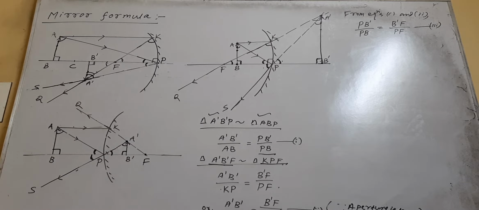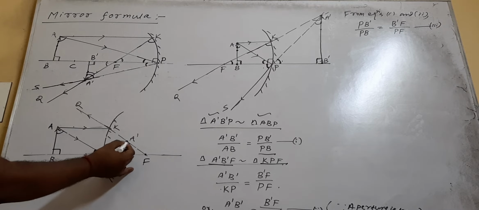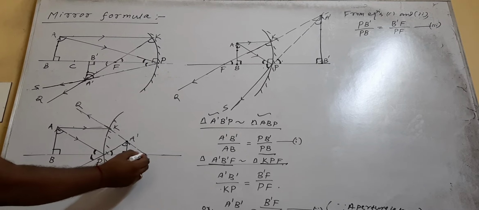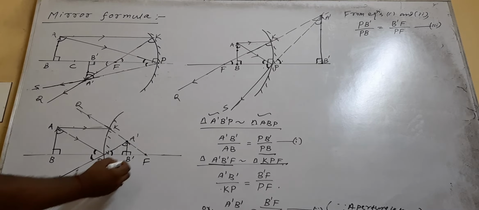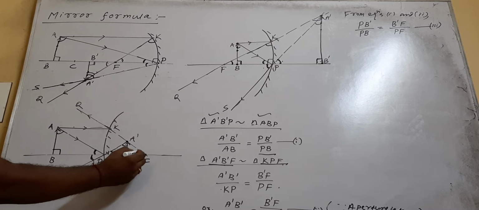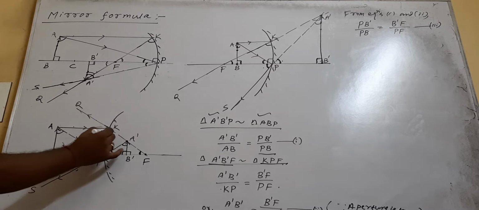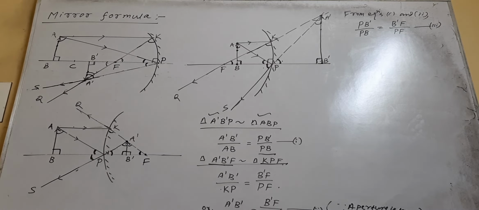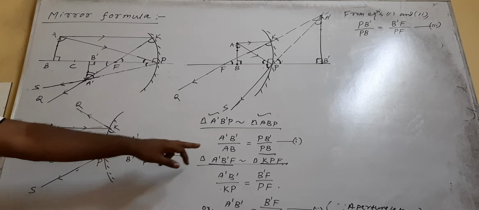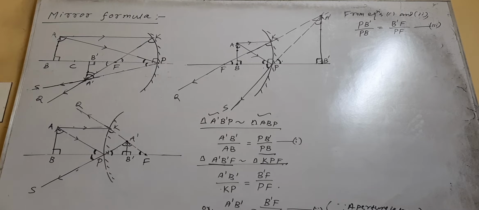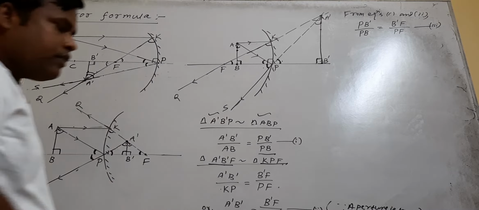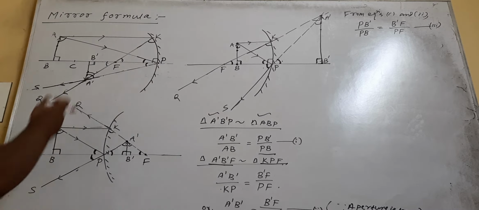And these two triangles A'B'F and KPF are similar. How? You see A'B'F and KPF, it is perpendicular, it is also perpendicular, and this angle is equal to common angle. So definitely third angle will be equal. So what is your conclusion? These two triangles are similar. So you will get this. So equation number up to 3 is same for all the three cases. So come to the first case.